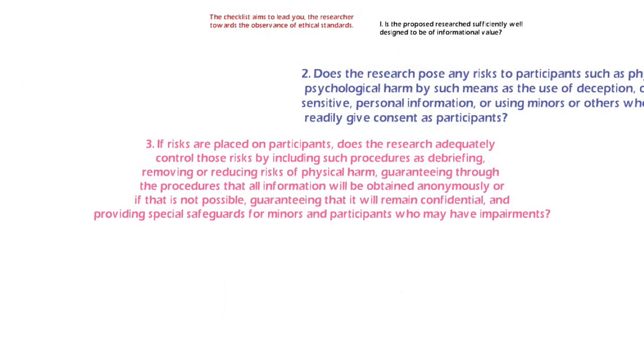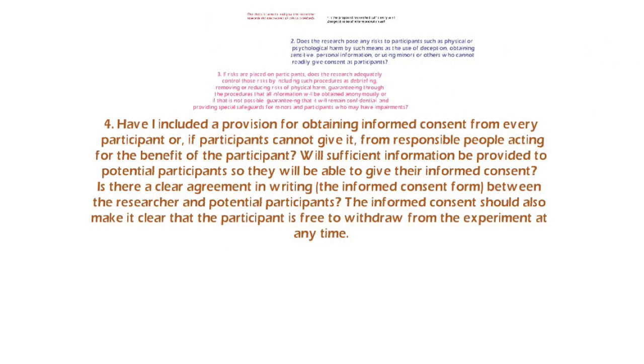3. If risks are placed on participants, does the research adequately control those risks by including such procedures as debriefing, removing or reducing risks of physical harm, guaranteeing through the procedures that all information will be obtained anonymously, or if that is not possible, guaranteeing that it will remain confidential, and providing special safeguards for minors and participants who may have impairments? 4. Have I included a provision for obtaining informed consent from every participant, or, if participants cannot give it, from responsible people acting for the benefit of the participant?